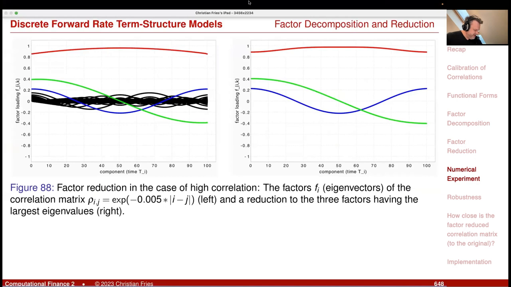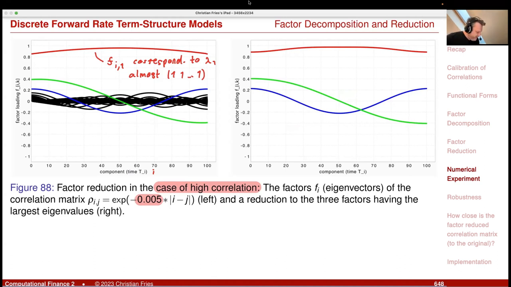So let's discuss this picture a little bit. So this guy here is the factor F_I1. Yeah, so this here is the one corresponding to the largest eigenvalue. So you see, it is almost like in a one-factor model. Yeah, so this would be, if it would be equal to one. So it is a model that has a very high correlation. So my exponential decay here is small. So it's almost like exponential of zero. Everything is equal to one.